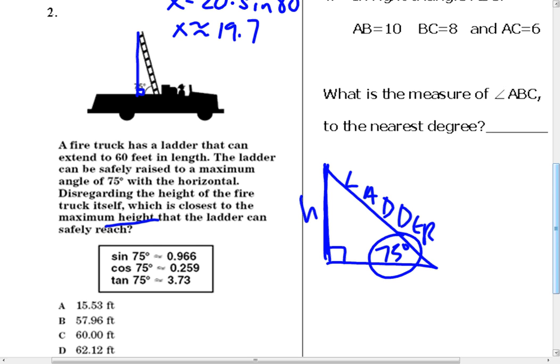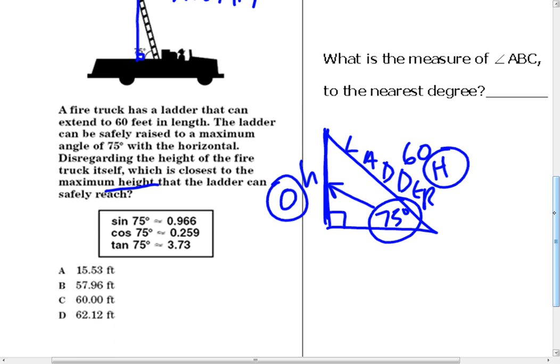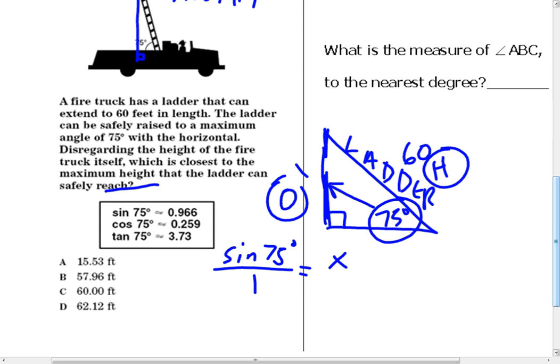Circle your angle. What's the length of the ladder? 60, and that is big H, hypotenuse. What is that side? Opposite. So do we have another sine situation? Another sine situation. Sine 75 degrees. I'll call this x over here, over 60. So this will be 60 times sine of 75.